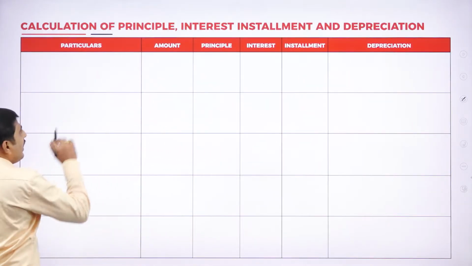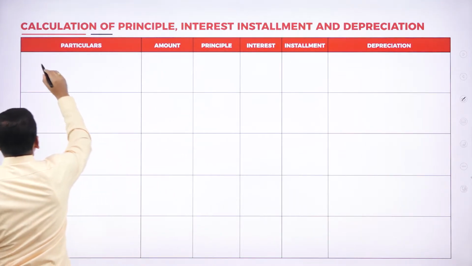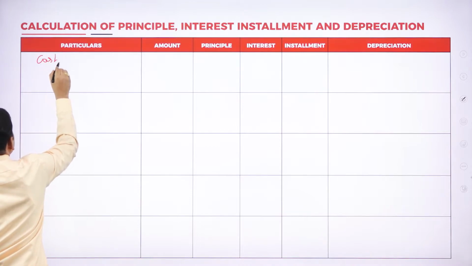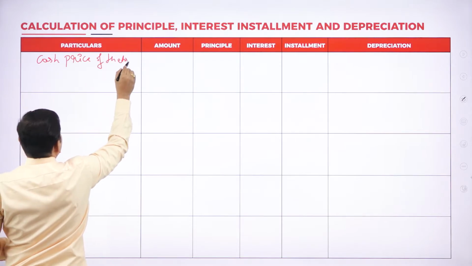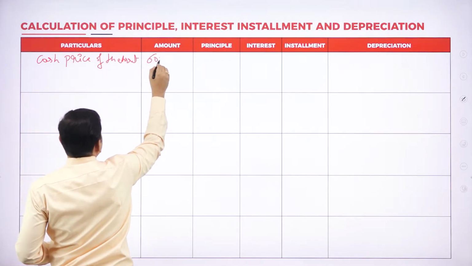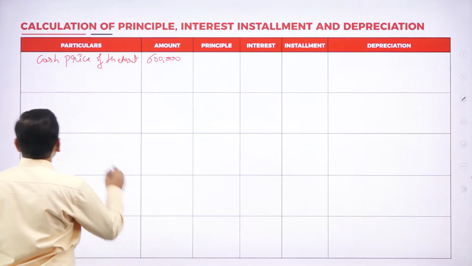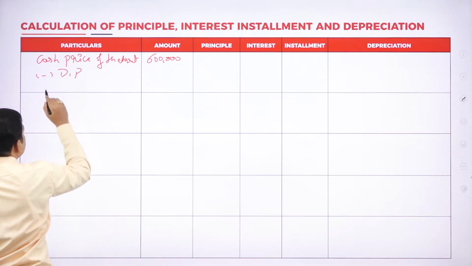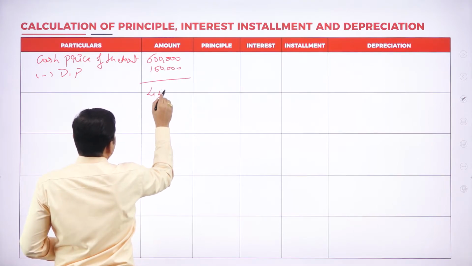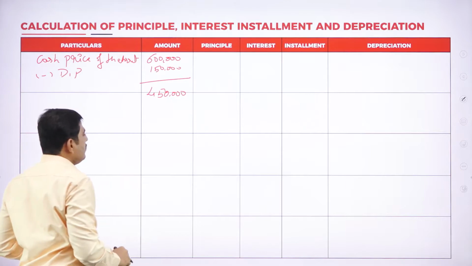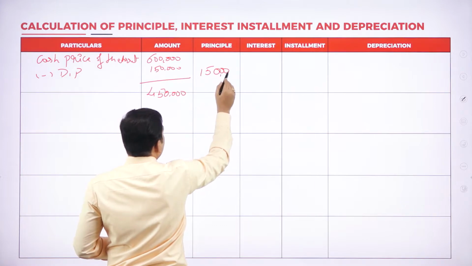Now, let's go to the calculation of principal, installment, interest and depreciation. So first one, cash price, the price of the asset. What is the cash price? 6 lakh is the cash price. Minus depreciation. What is our depreciation? 1,50,000 is the depreciation. Minus depreciation 1,50,000, so we will get 4,50,000 as the remaining amount. Let's write this 1,50,000 as the principal, because the down payment is also part of principal.